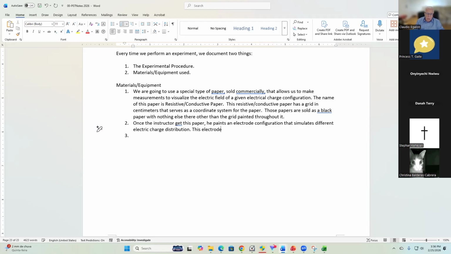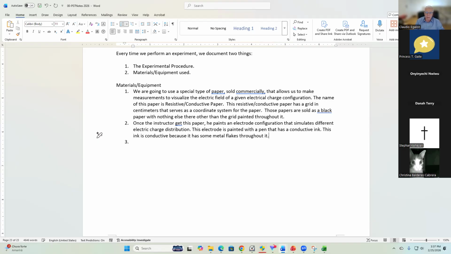This electrode is painted with a pen that has a conductive ink. It's just your regular ink, but it has some flakes of metal inside. This ink is conductive because it has some metal flakes throughout it.